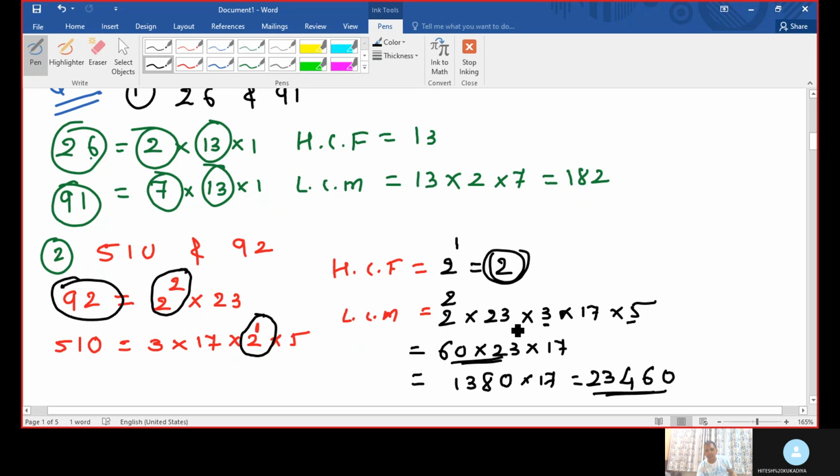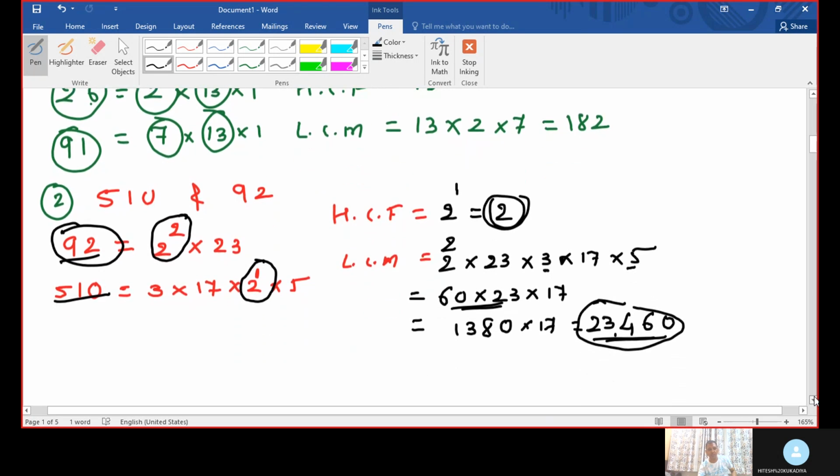2 into 5, 2s are here, multiplied by 23 into 3 into 2. 23 into 3 into 2 multiplied by 510. So the answer is 23,460. Is that clear? So when we speak the table of 92 and 510, we get the answer 23,460. No one smaller than this number, 23,460, right? Not possible. Any number smaller than this number. So we write LCM, least common multiple. Is that clear? So this is your second question.